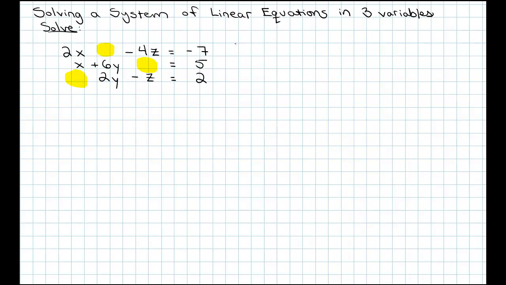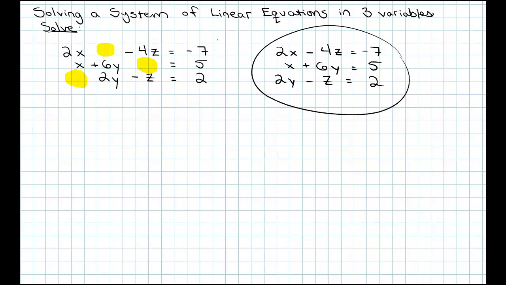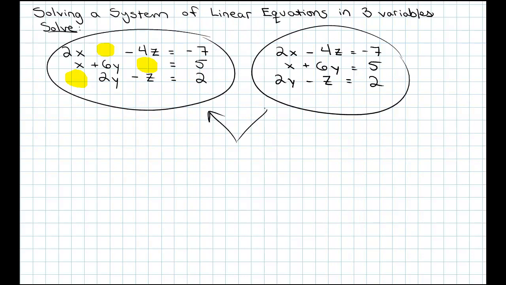But this system would mean the exact same thing if I had written it just like this: 2x minus 4z is equal to negative 7, x plus 6y is equal to 5, and 2y minus z is equal to 2. So, this and this, they mean exactly the same thing. I don't want you to think they're different. They're not. The spaces are just supposed to make it easier for you so that when you see the problem, you know there was supposed to be another term there, but there isn't one.